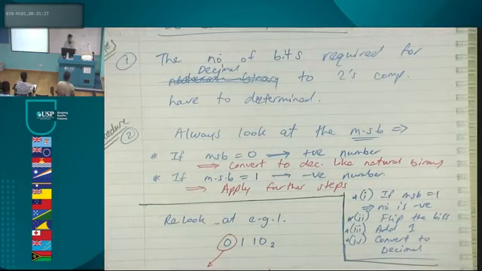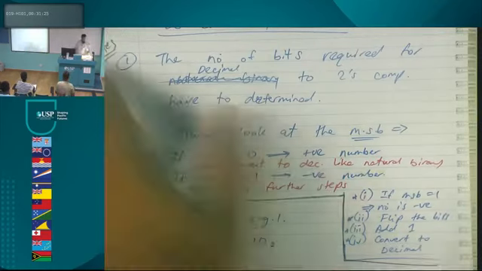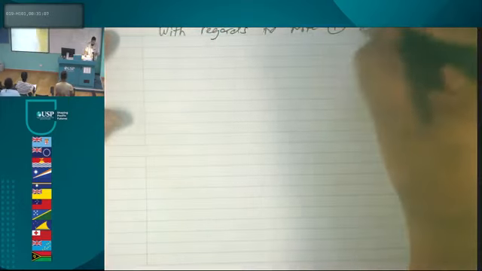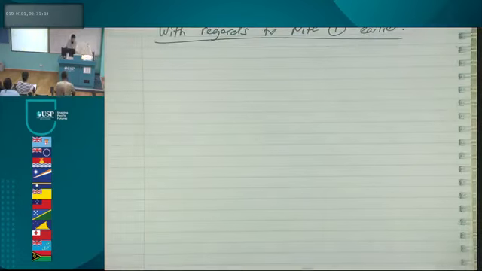So, I want to show you with regards to note number 1. Maybe I shouldn't have written it there, I should just separately. With regards to note 1 earlier. Consider, this is not from going from binary to decimal. This is going from decimal to binary.